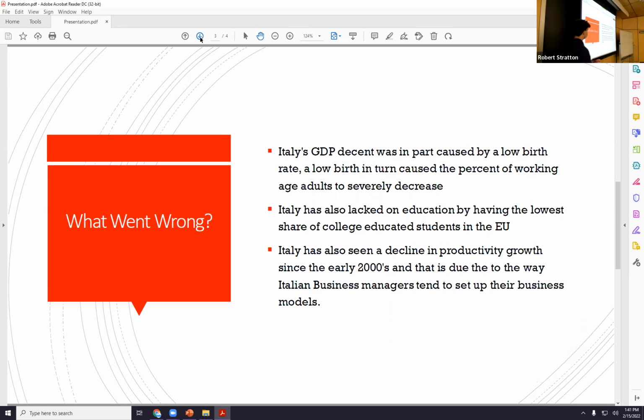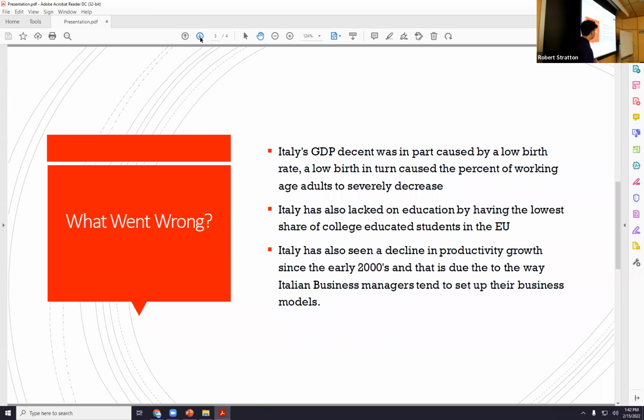Italy, one, had a low birth rate. So a lot of the working class percentage was going down because not a lot of people were replacing the people who were getting too old to work. Italy also lacked on the educational scale. In all of the EU, they had the lowest rate of college educated people per capita.